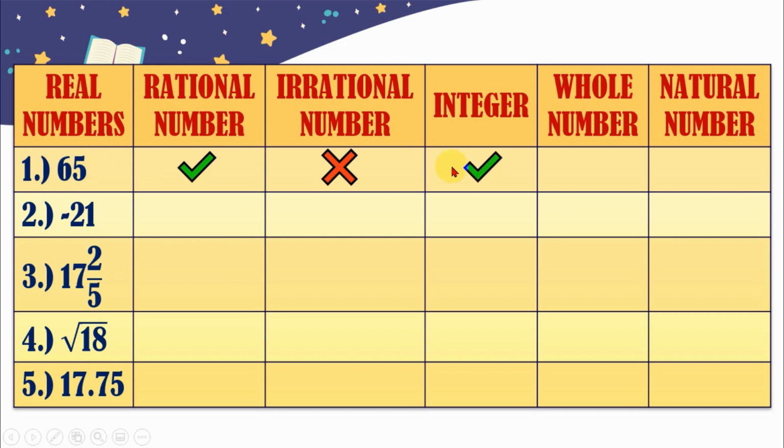65 is also an integer. Bakit siya naging integer? It's because it is positive. And since it is positive, therefore, we can consider it to be a whole number. And if it is a whole number, then see if it is a natural number. Since it is a counting number, therefore we have to check on that. Okay. Next, we have number two, the negative 21.